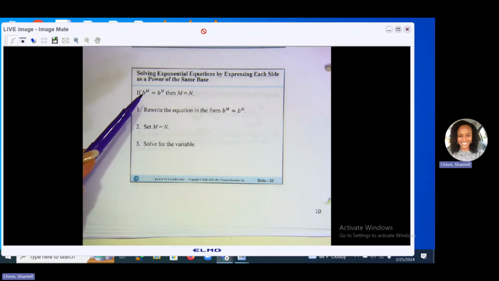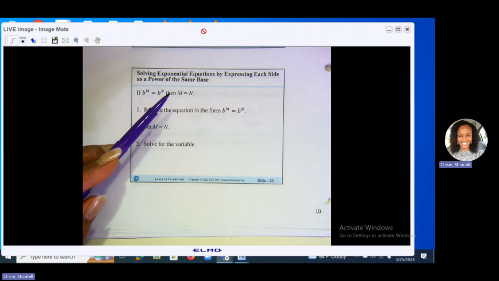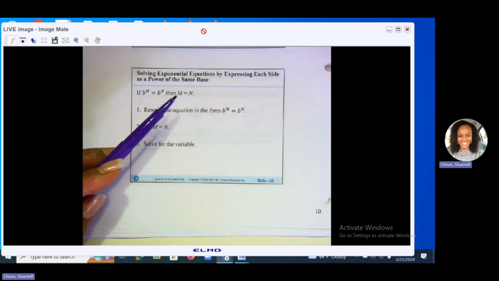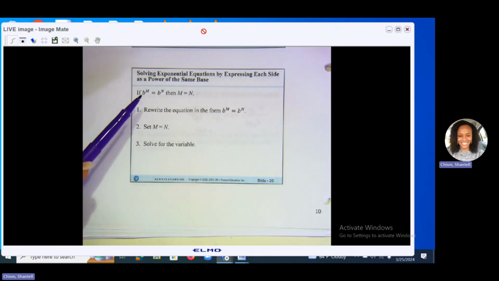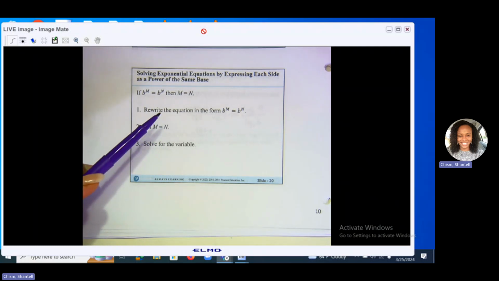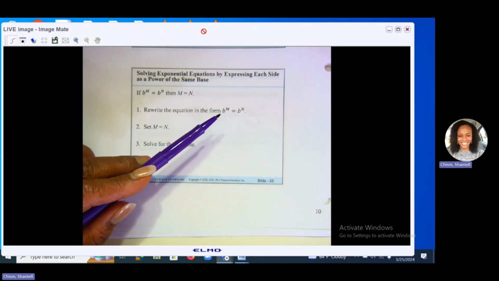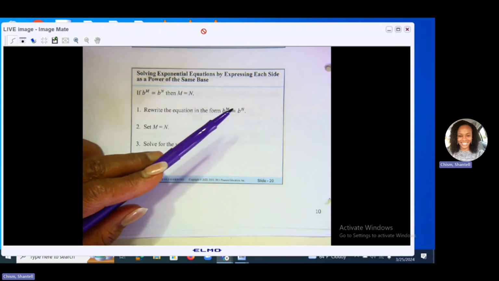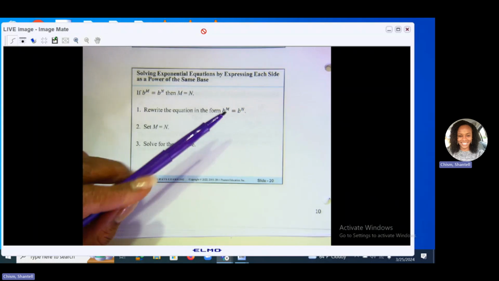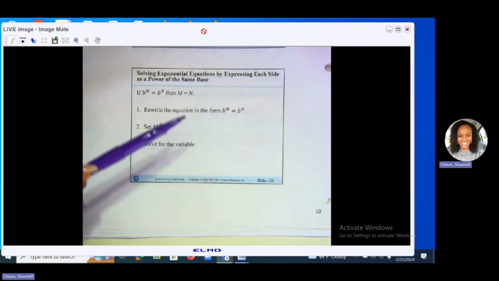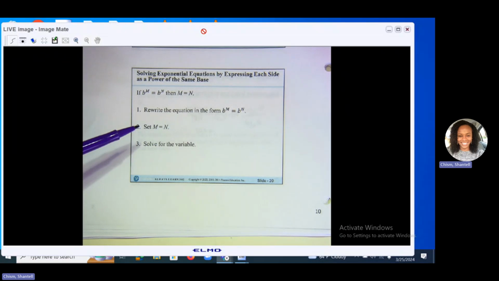So if b to the m is equal to b to the n, if the same base is occurring on both sides, then we can eliminate the base and simply say the exponents are equal, m equals n. So if they are not already written with the same base, the first thing you will do is rewrite the equation in the form b to the m equals b to the n, where you got an expression with that base b equal to another expression with that same base b, whatever the base is.